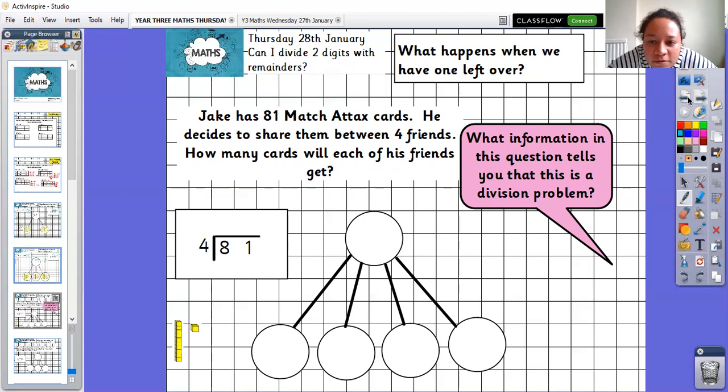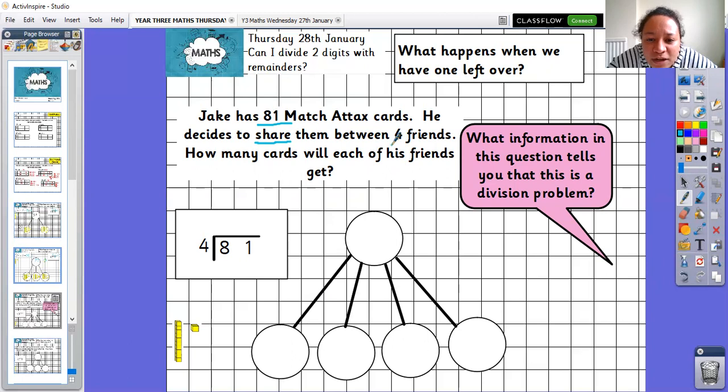So let's have a little look. What information tells us that this is a division problem? Well, first, we always want to think about the important information. Now, I've spotted a number here, and I think it's quite important. So he's got 81 match attacks cards. He decides to share them. Now, when we hear the word share, we've talked a little bit about sharing equally. We talk about dividing, and when we're using our part whole method, we're actually sharing out the numbers we've built. So this word here, the word share, tells me that it's a division problem, okay?